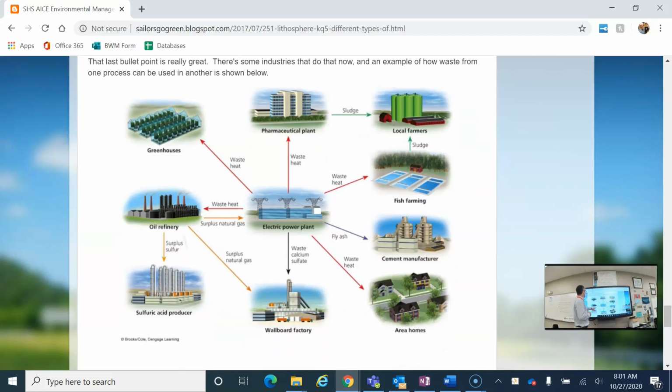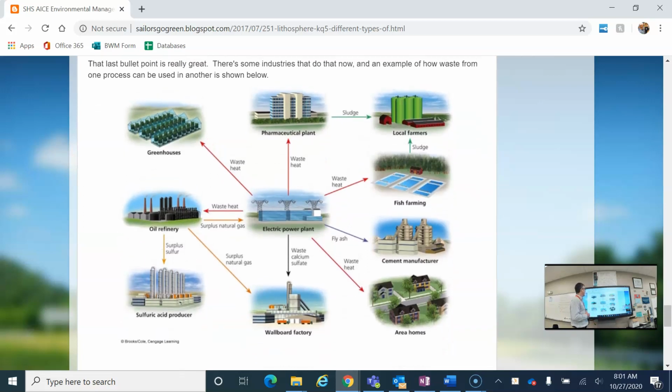All right. So, for instance, here we've got some more of those different types of waste. One man's trash is another man's treasure. Maybe you've heard of that before, but that's basically what's going on here. All right. An electric power plant, you're going to have waste heat. You have to heat up water in order to make steam, to turn a turbine. That waste heat, what do you do with it? Well, you can actually use it for fish farming. You can use it for pharmaceutical plants. You've got all this hot water.